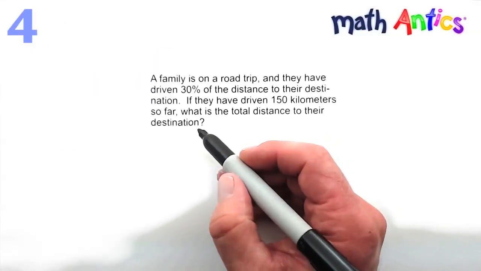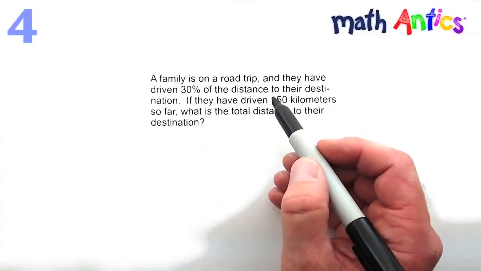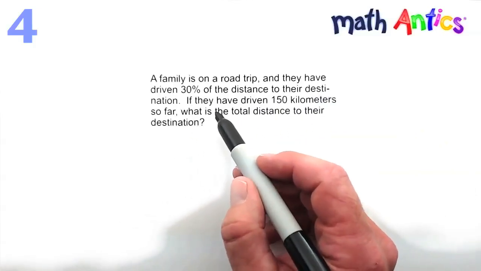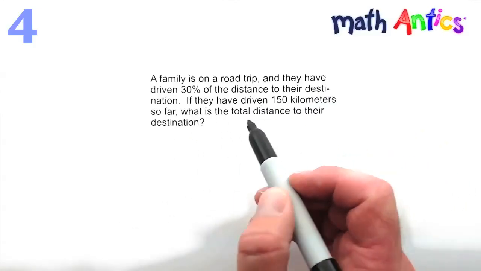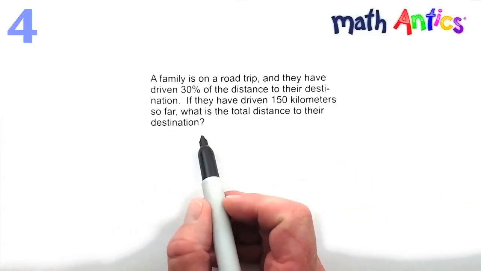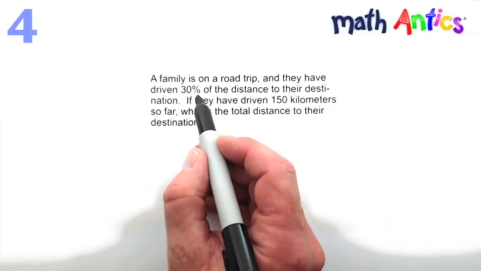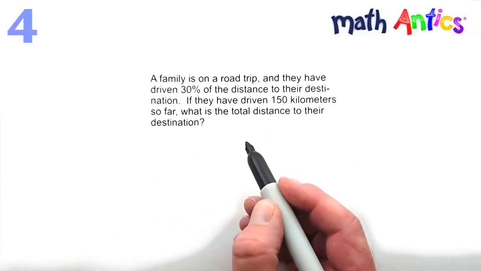Our next problem says, a family is on a road trip and they have driven 30% of the distance to their destination. If they have driven 150 kilometers so far, what is the total distance to their destination? Okay, so one thing that will help us with this problem, we know it's a percent problem, but is to kind of do a diagram for it.